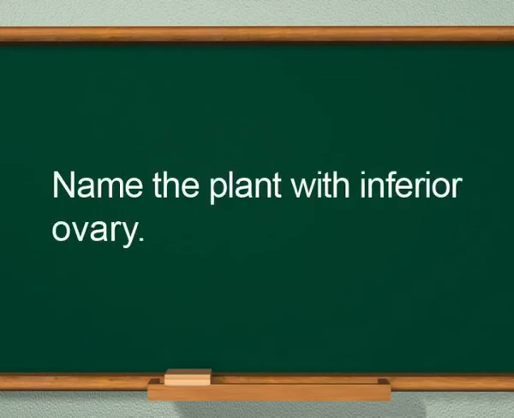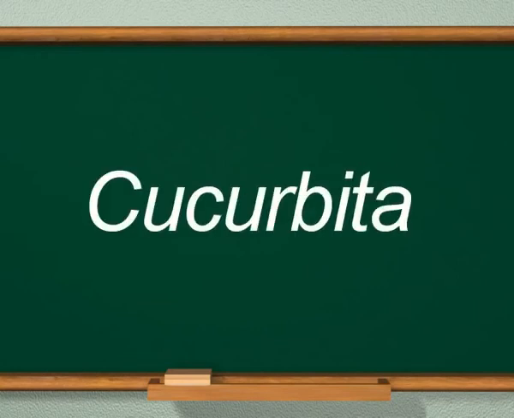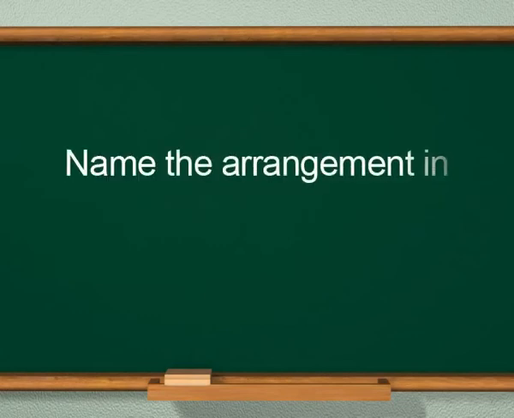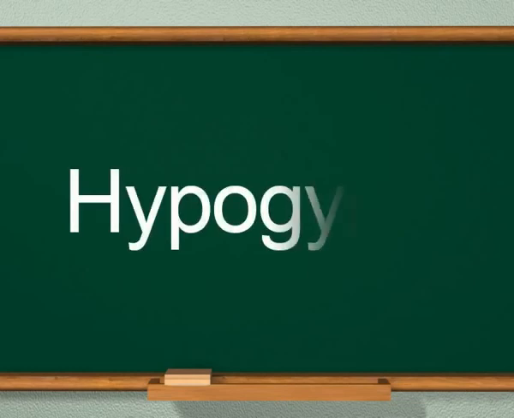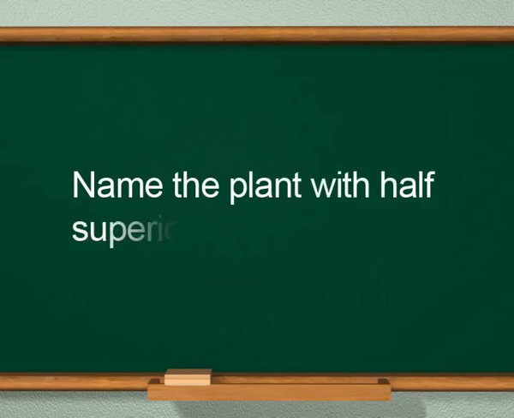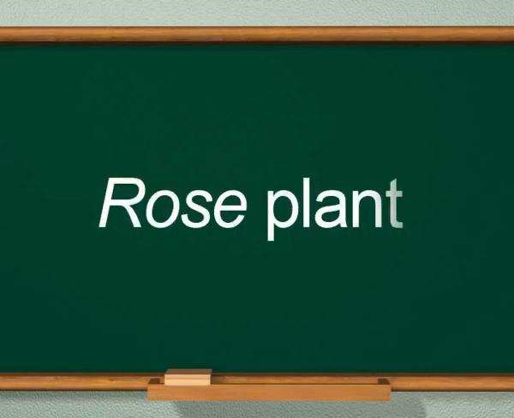Next question: name the plant with inferior ovary. Answer: cucurbita has an inferior ovary. The next question is: name the arrangement in which ovary occupies the highest position. Answer: hypogyny is the arrangement in which ovary occupies the highest position. The next question is: name the plant with half superior ovary. The answer is: rose plant has a half superior ovary.